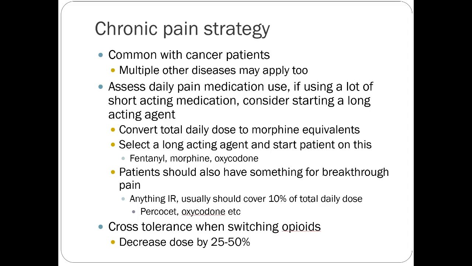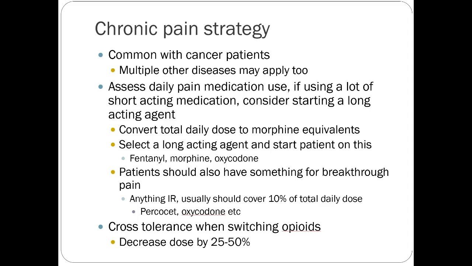Long-acting agent options are fentanyl, morphine, oxycodone. I mentioned a couple others, but those are really the big three. And patients should always have something for breakthrough pain. So the point is not to give somebody just long-acting opioids. They should have long-acting and some short-acting medication available for as-needed use.